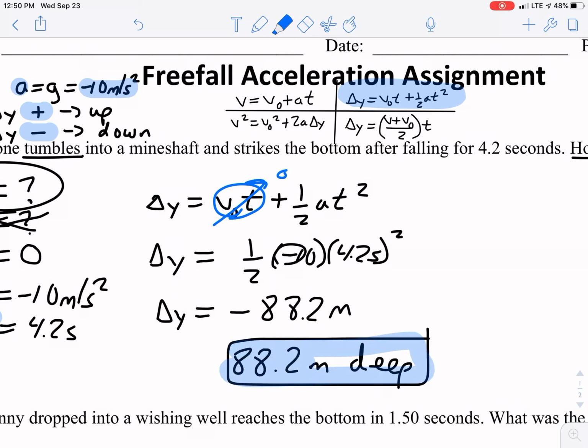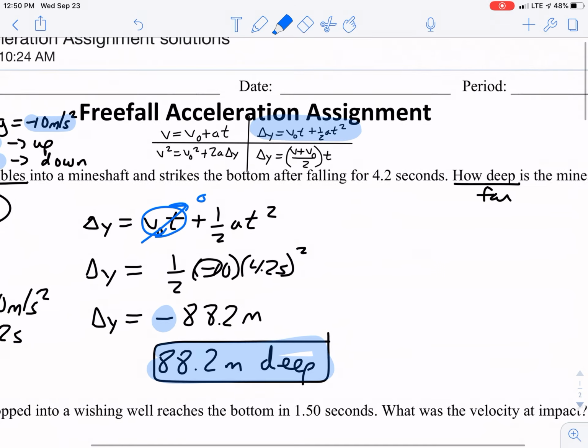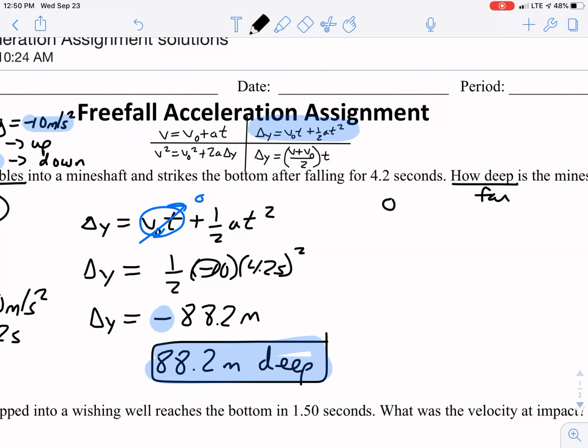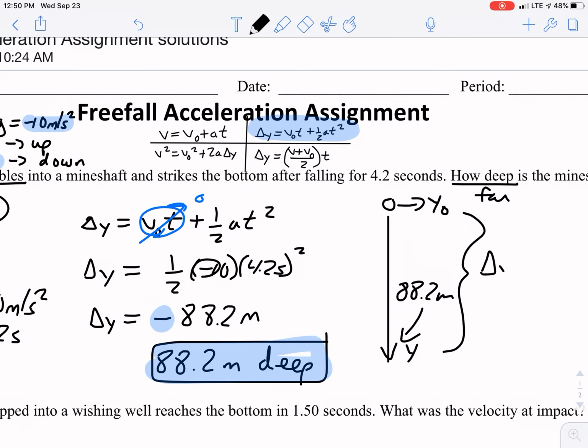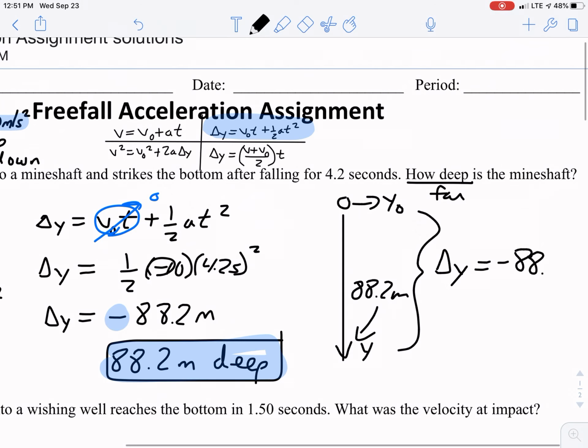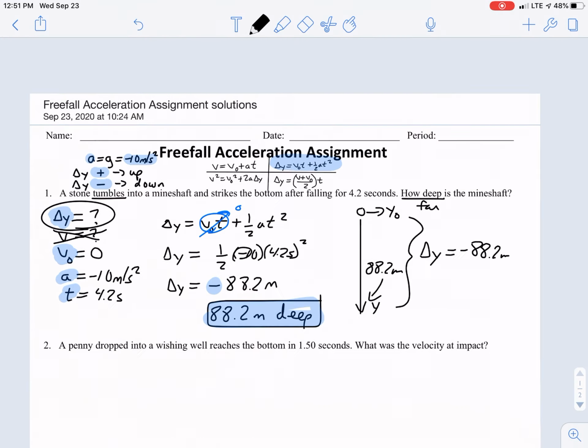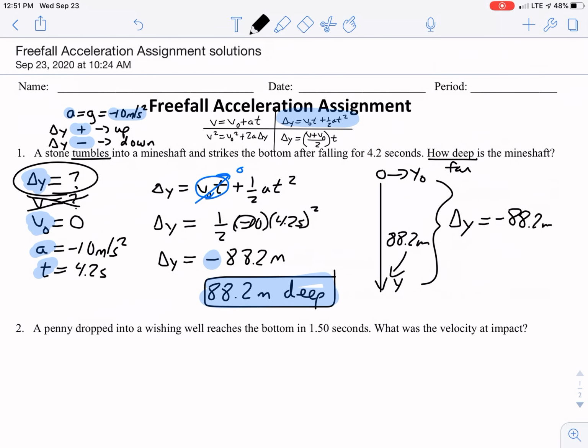The negative implies negative displacement below where you started. So the rock started up here at initial position y naught equals 0 and dropped 88.2 meters. That would be the final position y, making the change in displacement negative 88.2 meters because you ended up less than 0. Okay, give question 2, 3, and 4 your best attempt and effort.